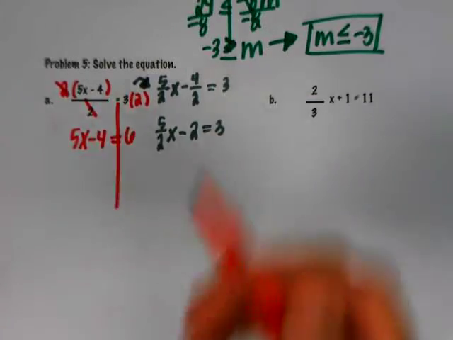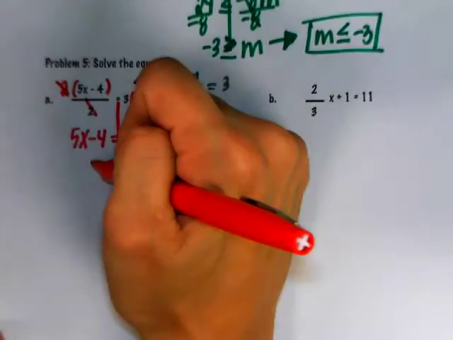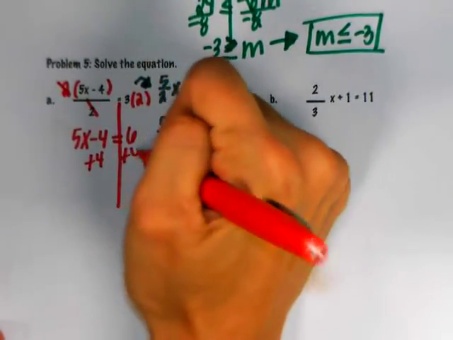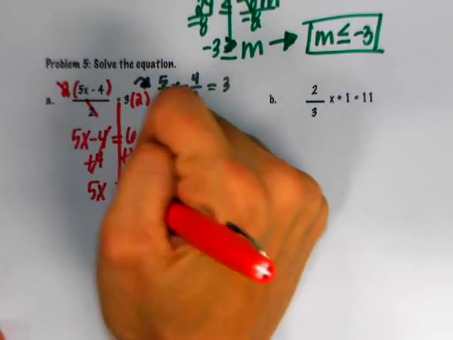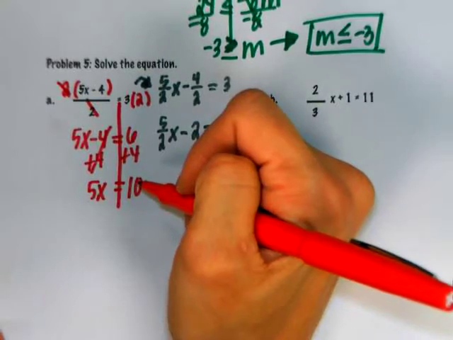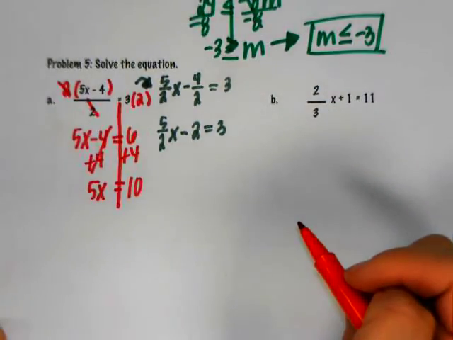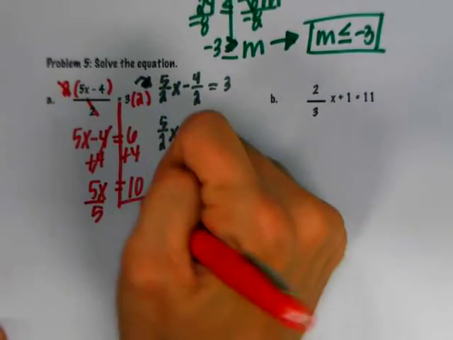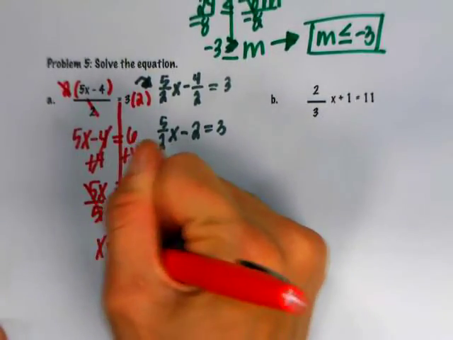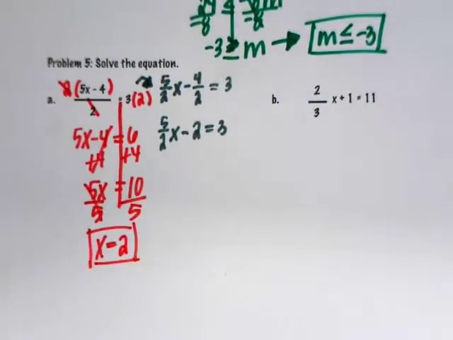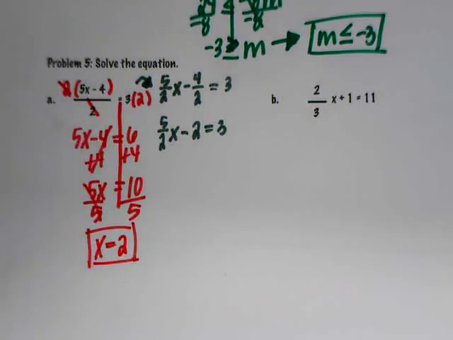All right, so now how do I get rid of the minus 4? Plus 4. 5x equals 10. And then what do I do to finish it? Divide. Yep. 5. Divided by 5. So x equals 2. Make sense? Questions on that? So that's if the whole side is being divided, okay?